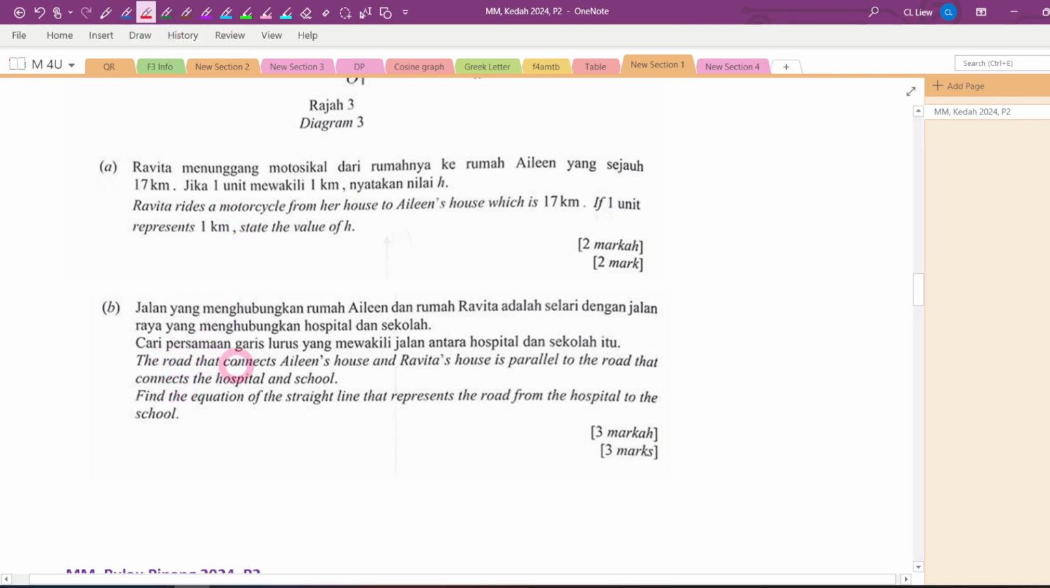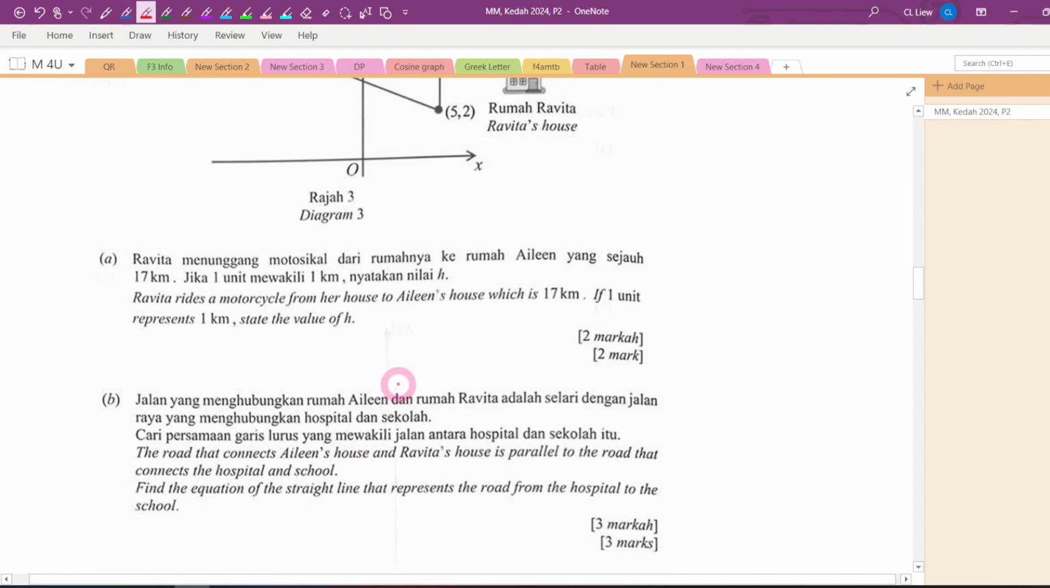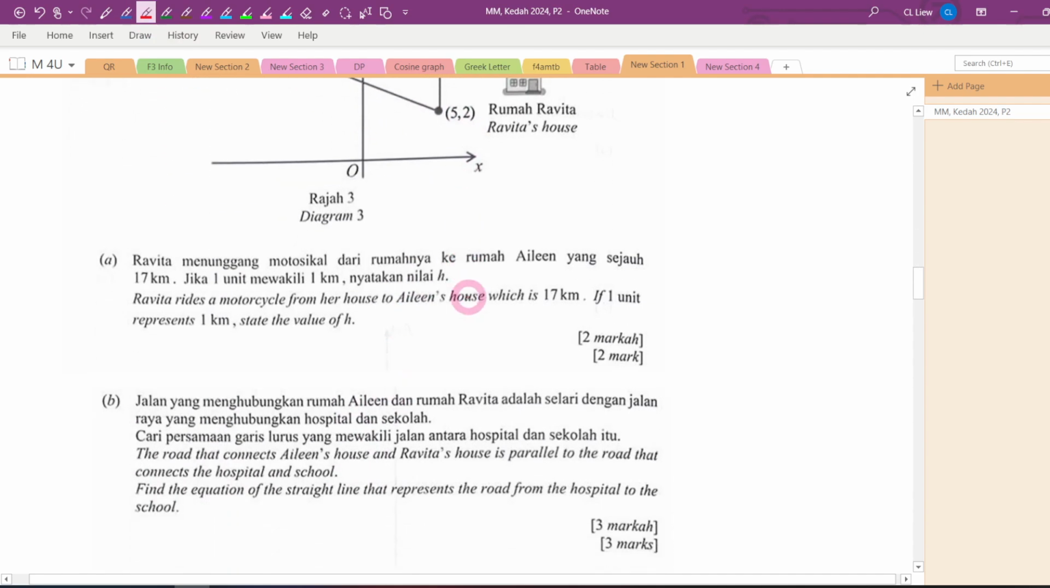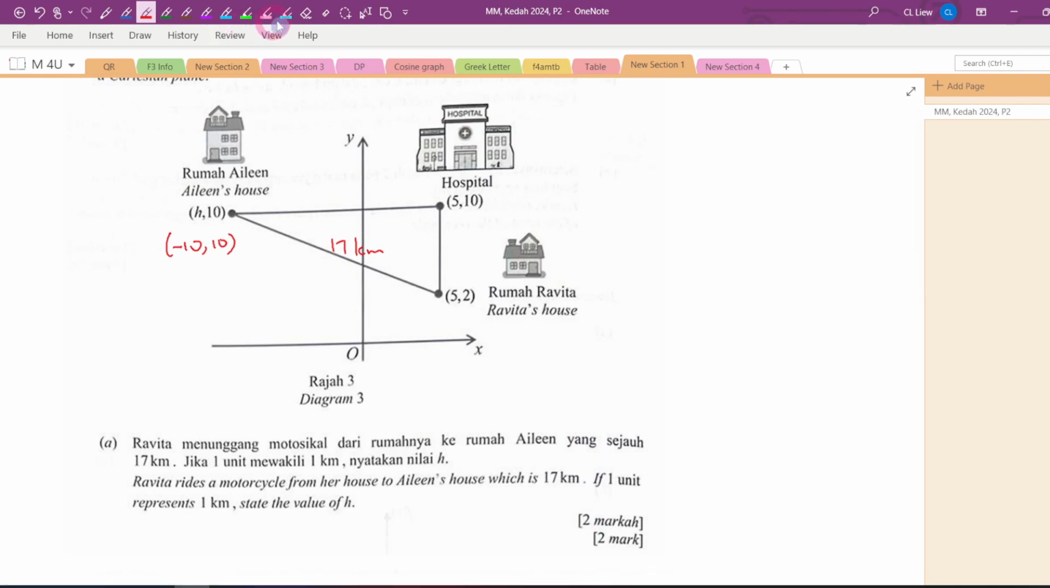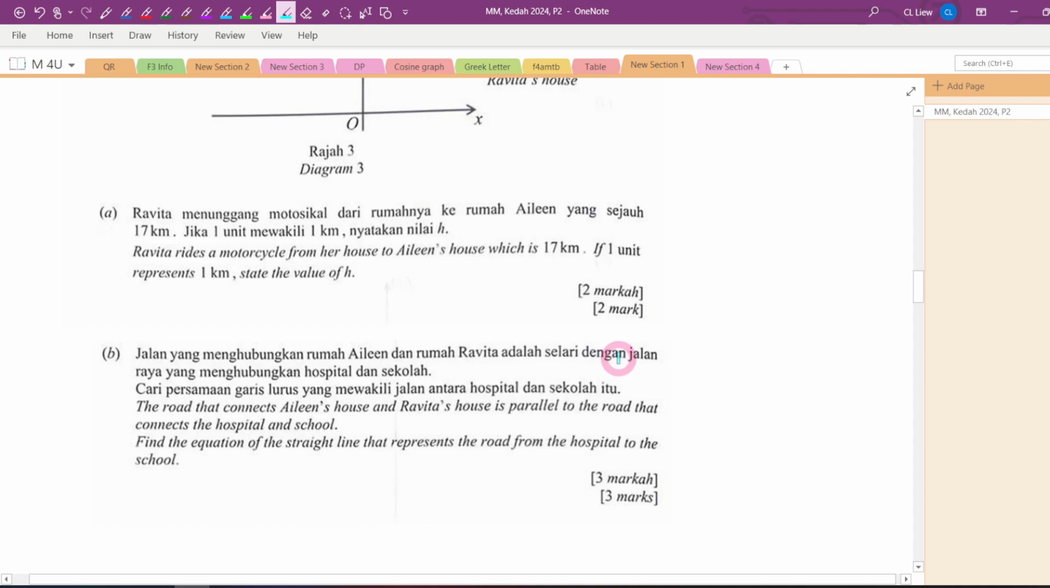The road that connects Eileen's house and Ravita's house here is parallel to the road that connects the hospital and the school. We don't know where the school is. This is Eileen and Ravita. So we have another road which is parallel to this road, another road connecting the hospital and school, but we don't see the school here. So the school is somewhere around here, we don't know where it is.